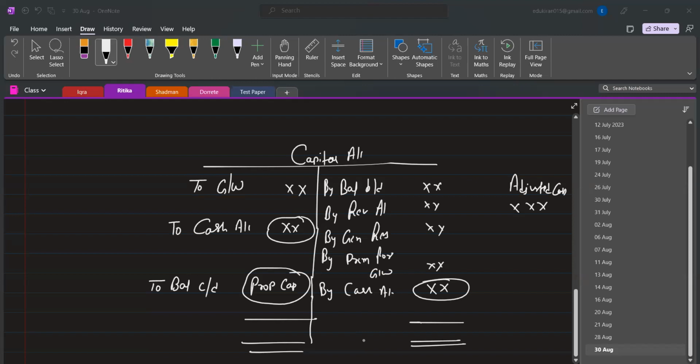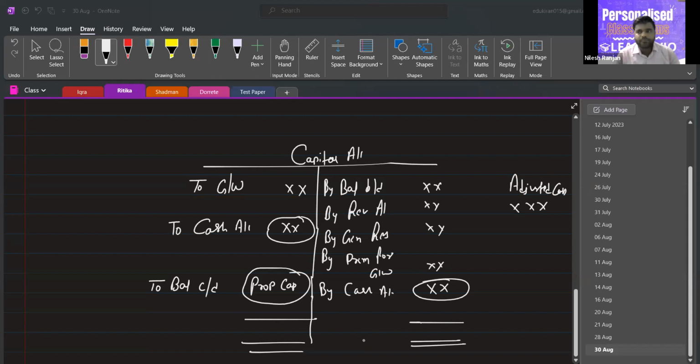Should it always be written on the debit side only, sir? Yes. Okay, sir. So the thing is, a capital account always has a debit balance or credit balance.